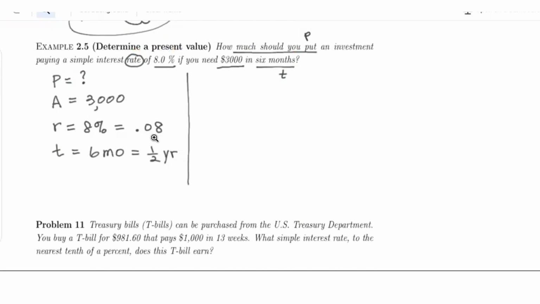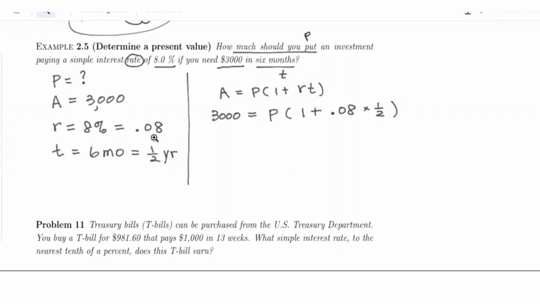Okay, all right, so A equal to P times 1 plus RT. I want to substitute 3,000 for A, P I don't know, 1 plus 0.08 times 1/2. Okay, just substitute, it's straightforward to substitute. Here's the easiest thing you can do. Believe me, this is the easiest thing you can do.